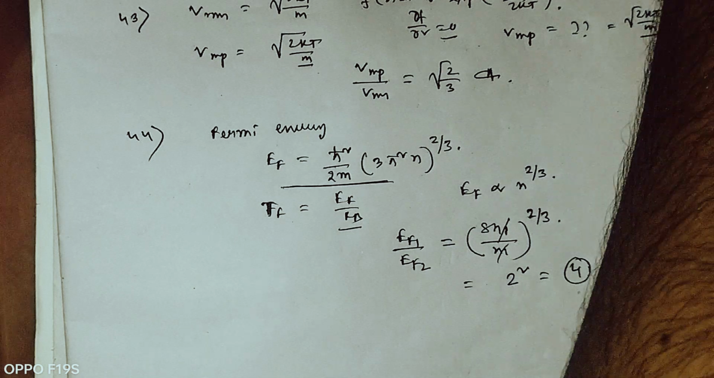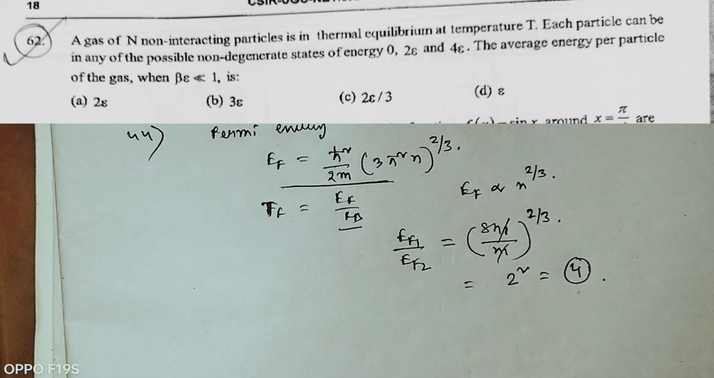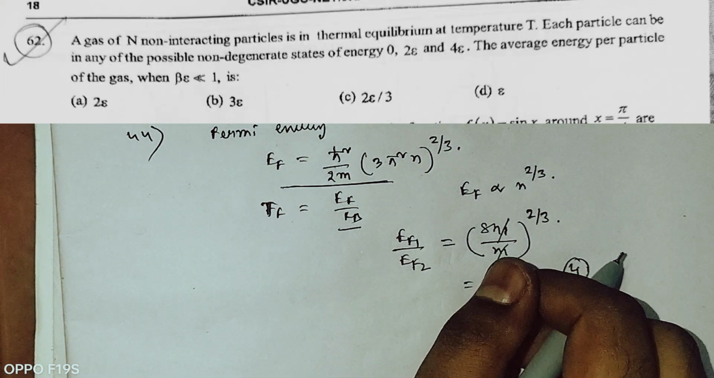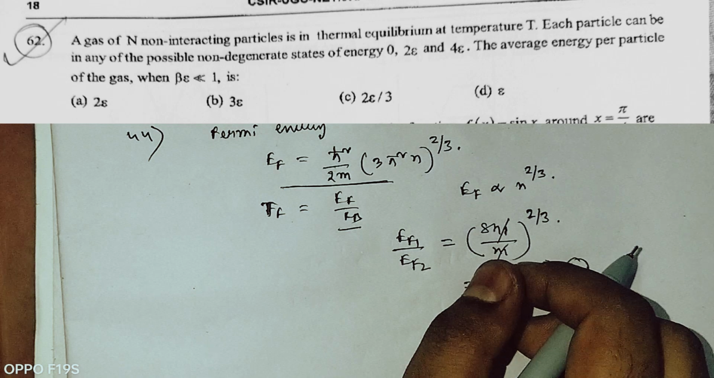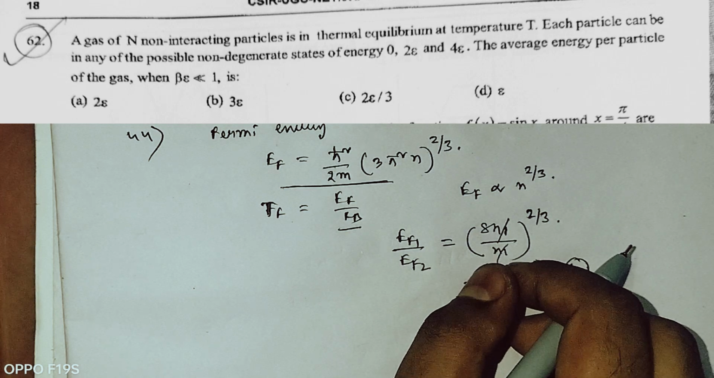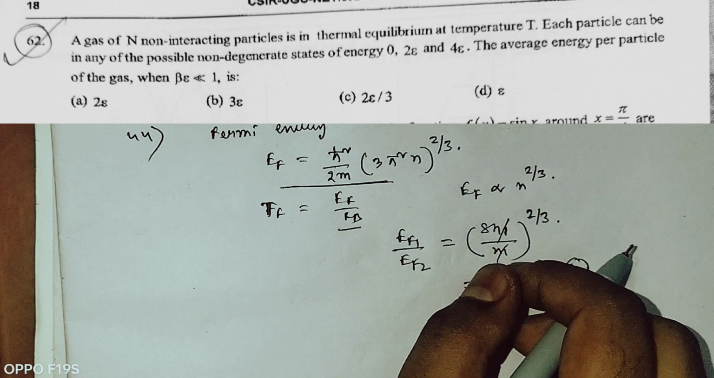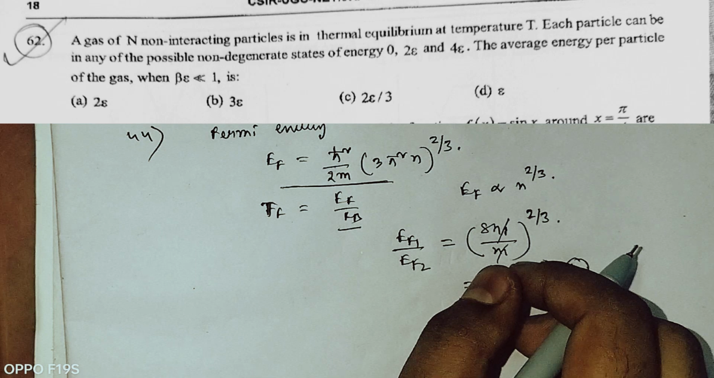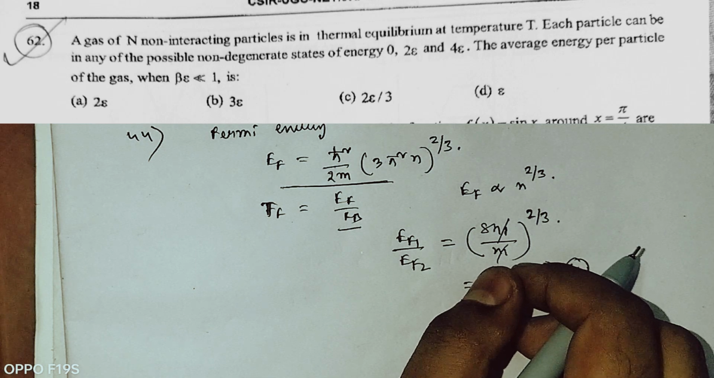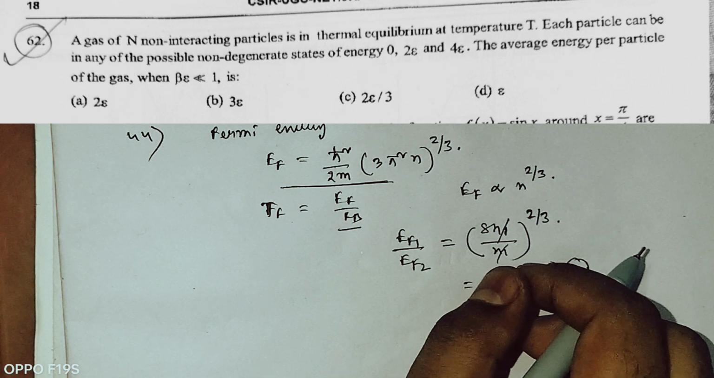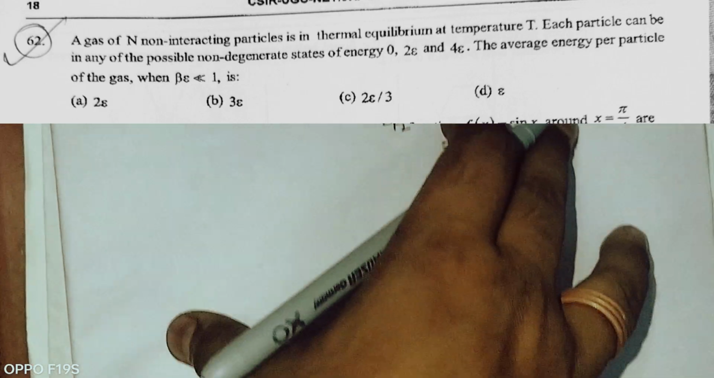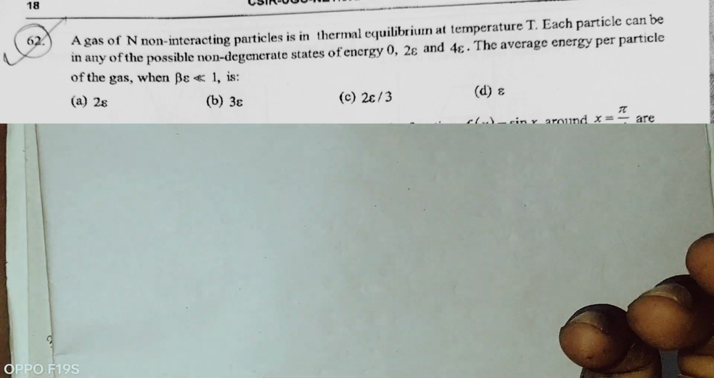Okay, next question. It says that a gas of N non-interacting particles is in thermal equilibrium at temperature T. Each particle can be in any one of the possible non-degenerate states of energy 0, 2 epsilon and 4 epsilon. You need to calculate the average energy. Okay, so this is a very easy question, you just need to use a formula.